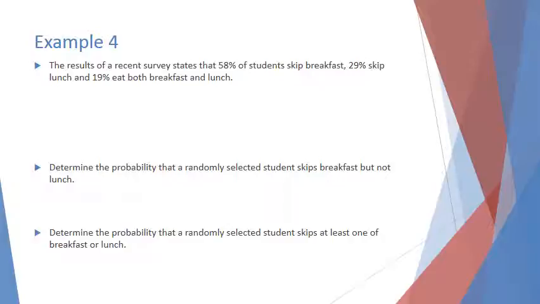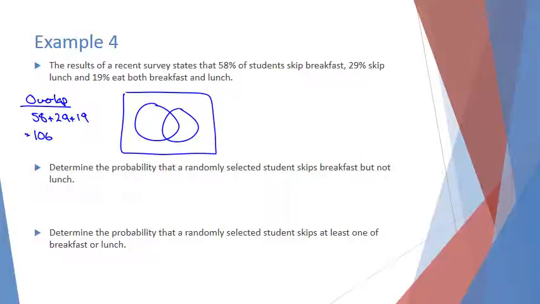The first thing I want to do is wonder about overlap. Do I have that overlap? So I'm going to add those numbers: 58 plus 29 plus 19. And that's 106. Because we're dealing with percentages, we know this should add to 100. It doesn't add to 100, it adds to 106. So that means in my Venn that overlap is 6.